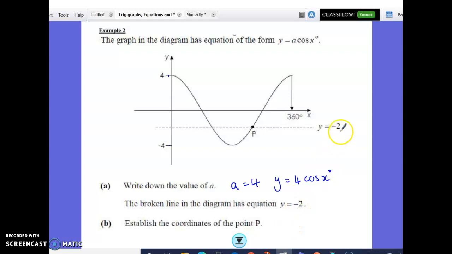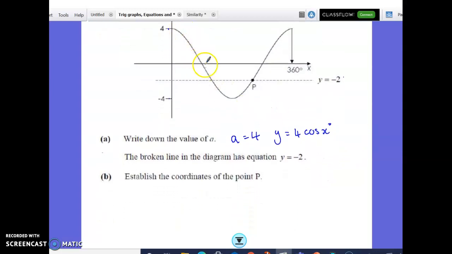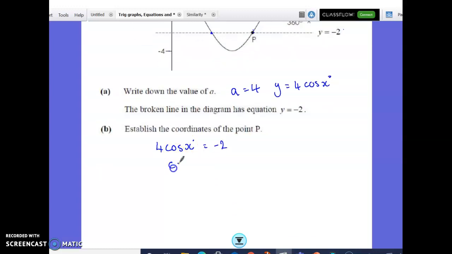Part B, the broken line in the diagram has equation y equals minus 2. Establish the coordinates of P. So we want to find where this curve meets this line. In other words, we want to find out when they are equal. So let's set them equal to each other. So I want to know when 4 cos x is equal to negative 2. Take my 4 to the other side, minus 2 divided by 4. It's minus 2 over 4. Again, you can just leave it as that. These will always be calculator questions. It just bugs me not having simplified fractions.